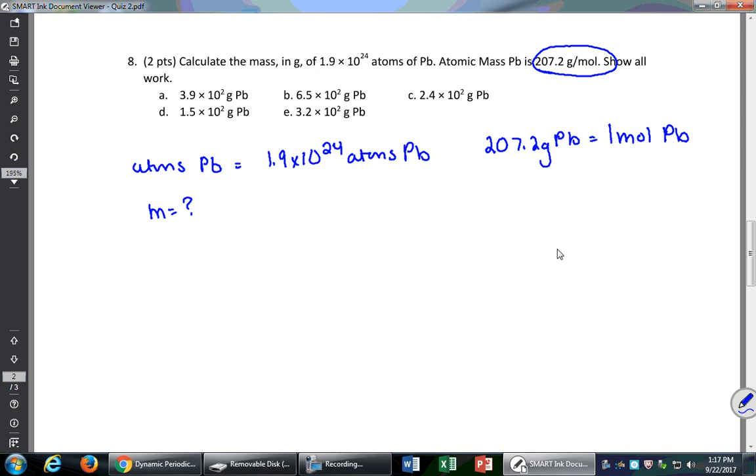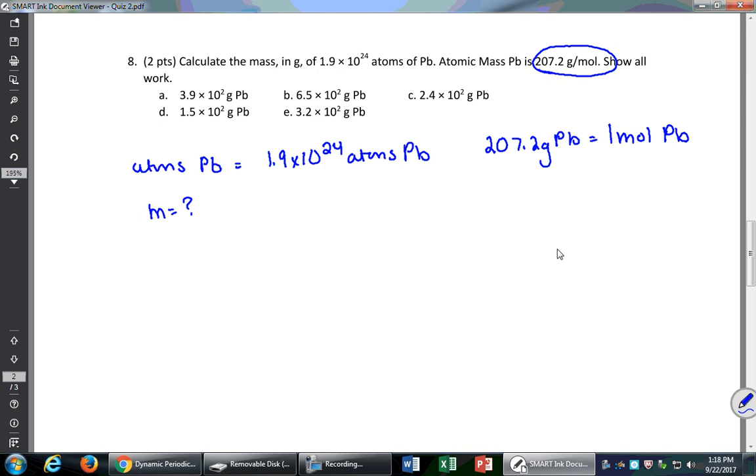So I need to take my atoms of lead and convert that to moles of lead. Can I do that with this relationship? Directly? Not directly. I need to do something first, because atoms isn't going to be canceled out by grams or moles. So I need a relationship between atoms and either grams or moles. Our relationship is between atoms and moles, or moles and whatever things we're talking about.